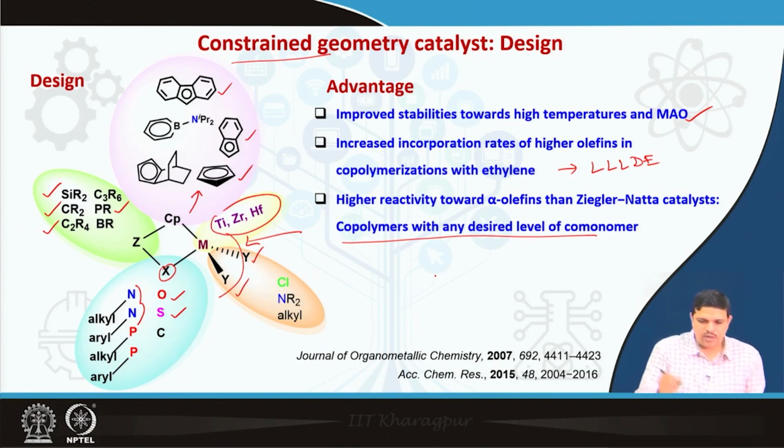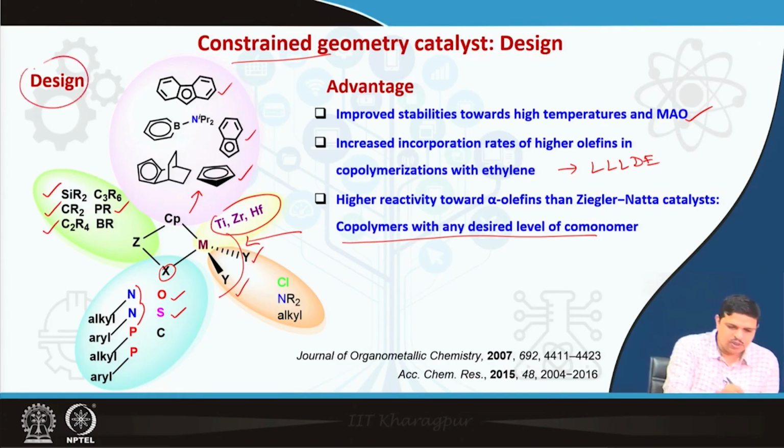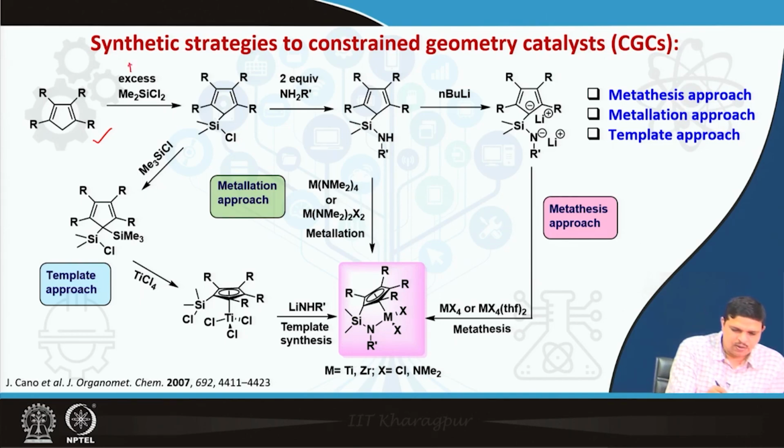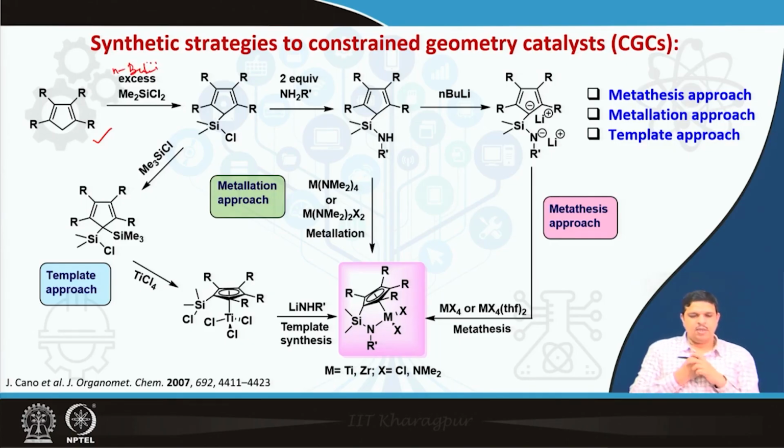So you will see there is a huge scope and huge possibilities using different ligands, different spacers, different bridges, and like that. So in this case you see that the synthesis is very straightforward. You will see that multiple methods or strategies you can follow. One example, you start from again the CP rings or substituted CP rings, and then you use the butyl lithium and then the excess SiMe2Cl2.